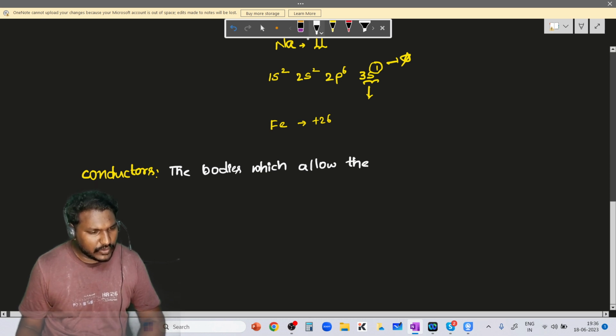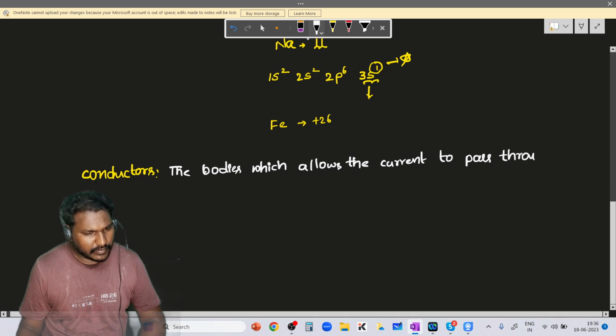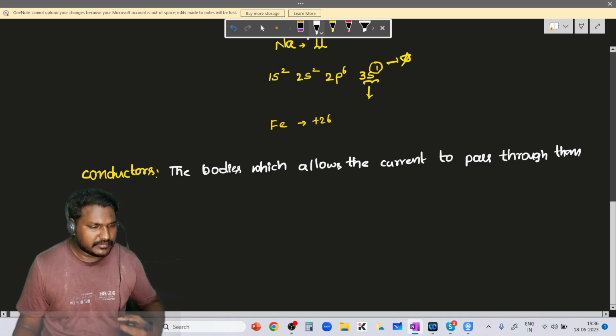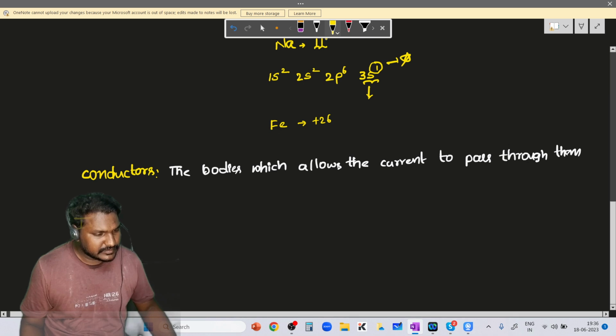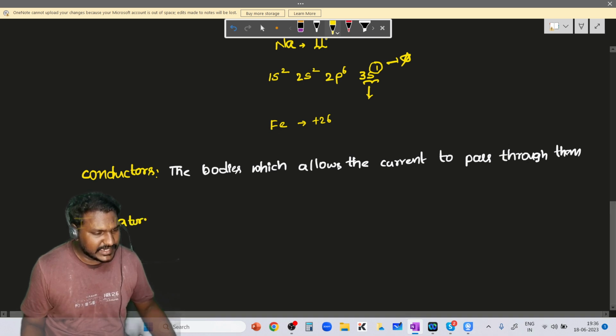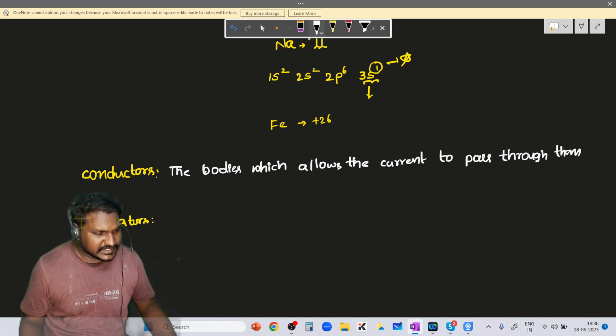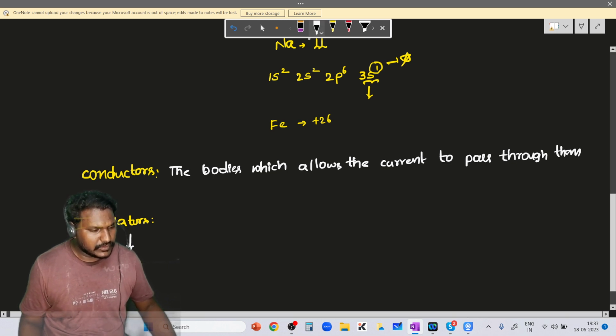The bodies which allow the current to pass through them are known as conductors, and the bodies which are not allowing the current to pass through them are known as insulators. Insulators. Wood, rubber, plastic, all this will come under insulators. Wood, paper, rubber, plastic.